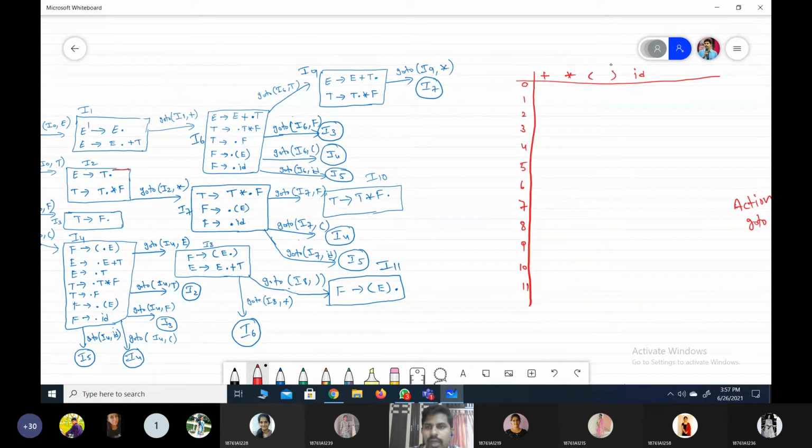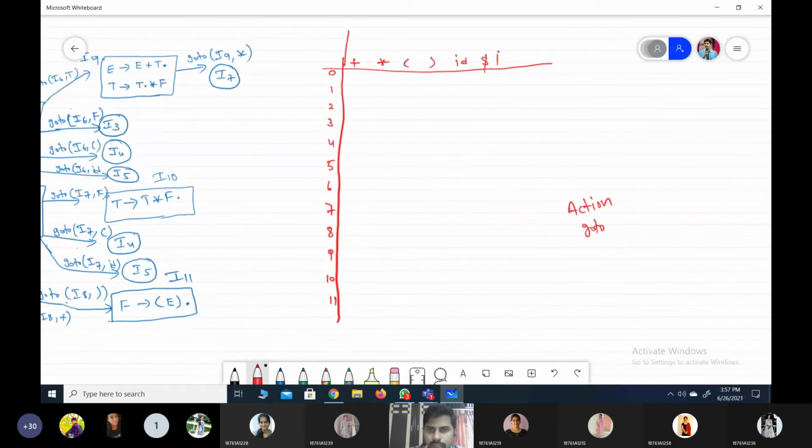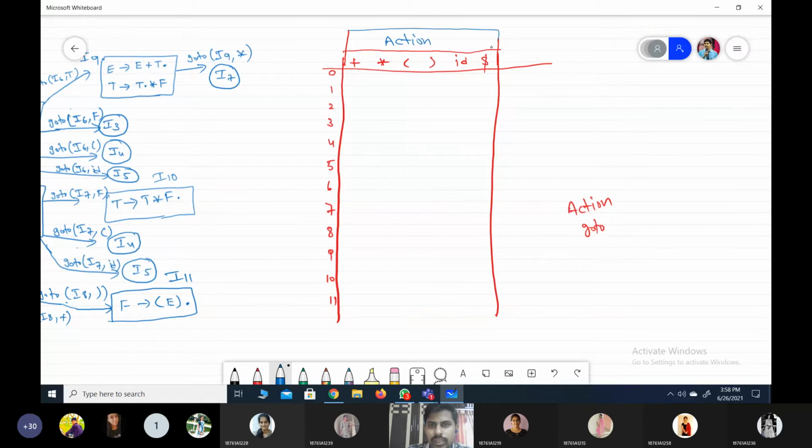And add an extra production, dollar. Then this part, whatever the dollar that we have added. I think I'm using handwriting, so I'm not getting an accurate table manner. So try to understand. This part is called the action part.